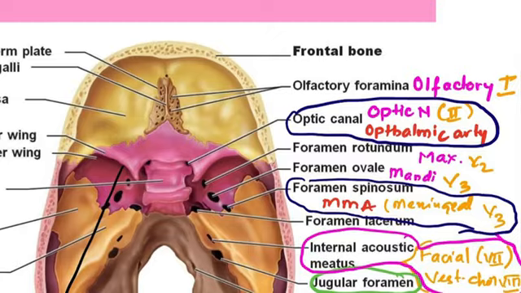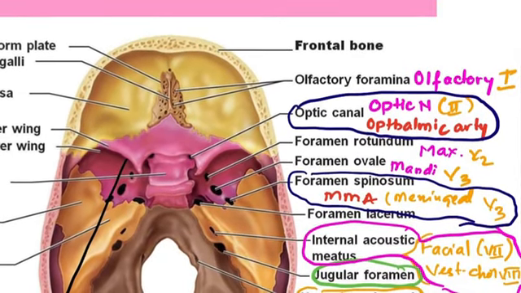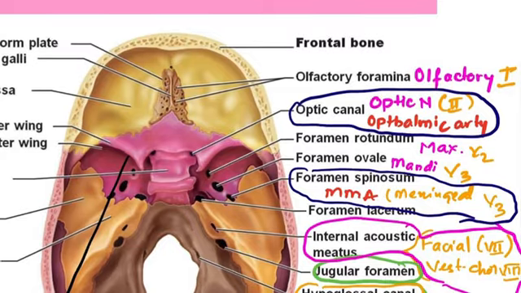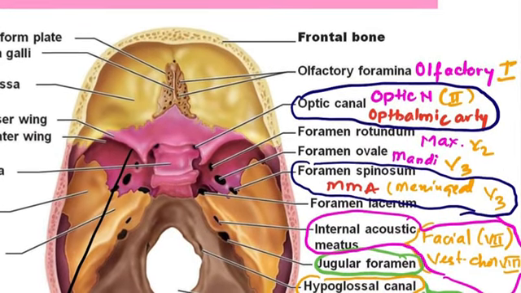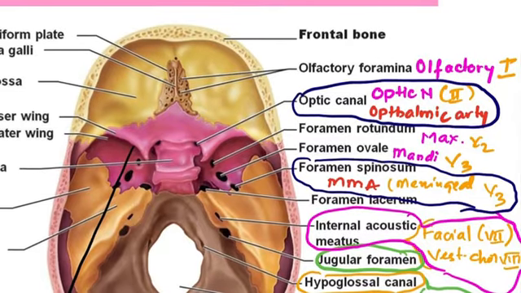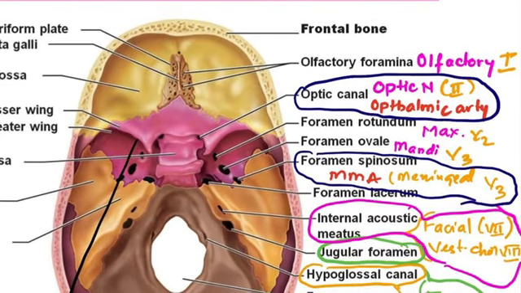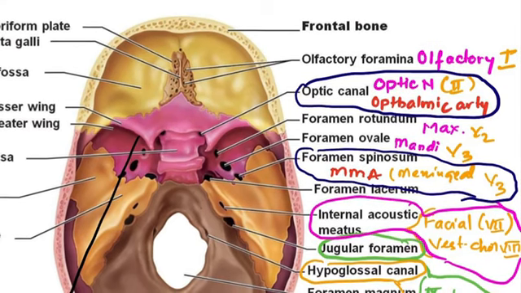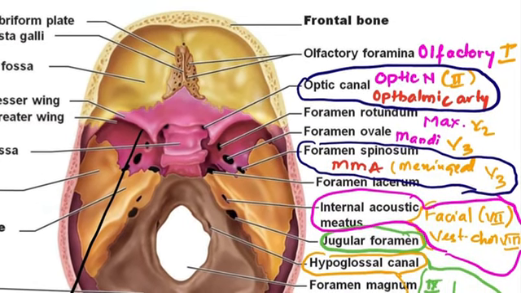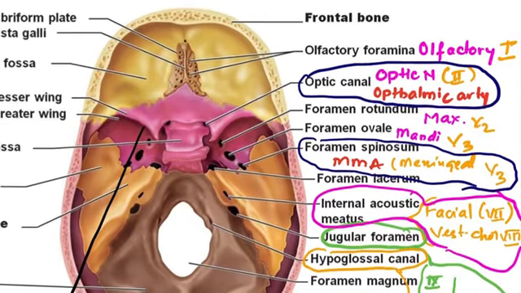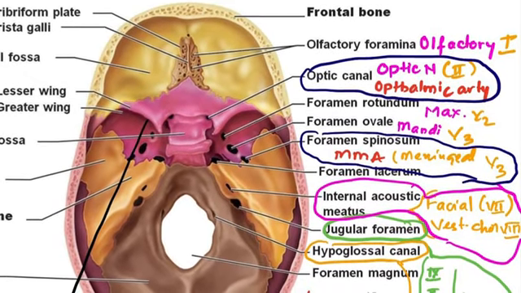You can see from the base of the skull the anterior cranial fossa, middle cranial and posterior, and the various foramina. From the olfactory foramina anteriorly passes the olfactory nerve, then the optic nerve and ophthalmic artery pass through the optic canal, which is in the lesser wing of the sphenoid bone. Then below that is the foramen rotundum, through which passes the maxillary nerve V2. Then below that optic canal there is the orbital fissure.